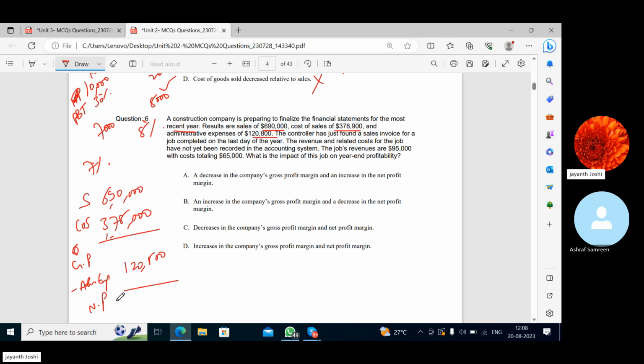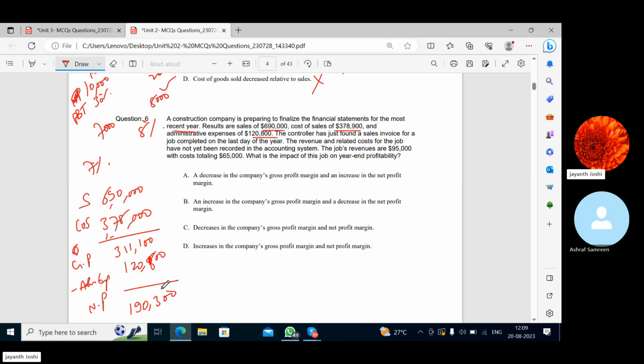Gross profit 3 lakh 11,100, correct? It's in lakhs, yes. Minus administrative expenses, 1 lakh 20,800. That gives 19,300. Okay, so now let us see what the next statement says.